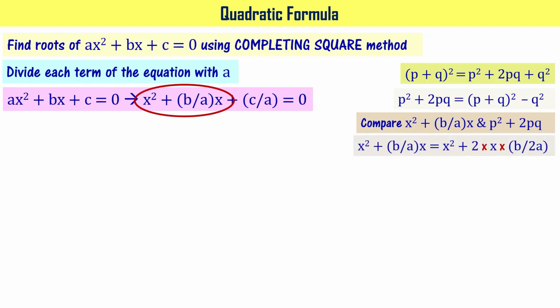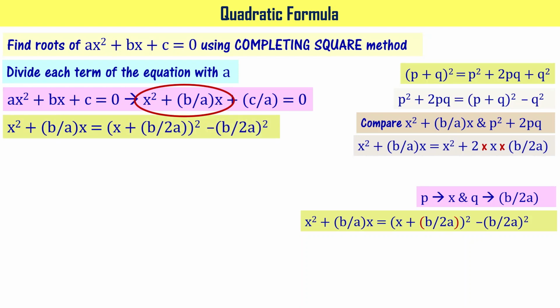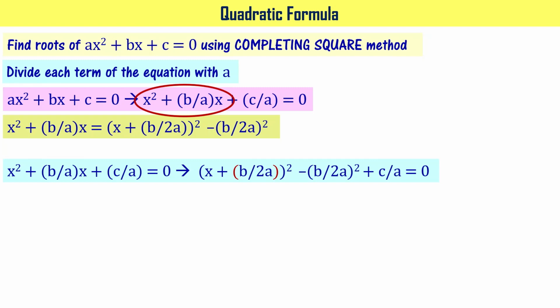Prior to doing that, you expand b by a times x as 2 times x times b by 2a and compare, so that you can say p equal to x and q equal to b by 2a, right? So now x square plus b by a times x can be written as x plus b by 2a whole square minus b by 2a whole square, right? Let's take a note of that and substitute that into the original equation, that is x square plus b by a times x plus c by a equal to 0.